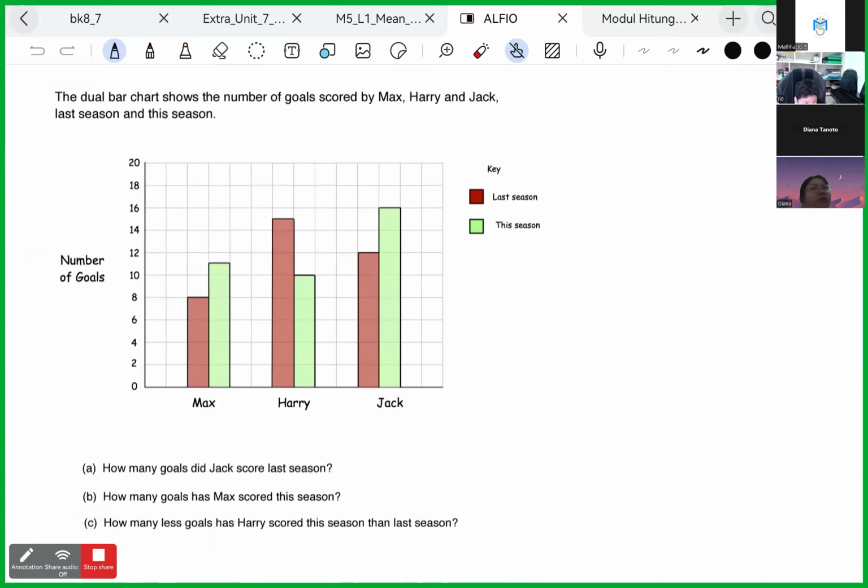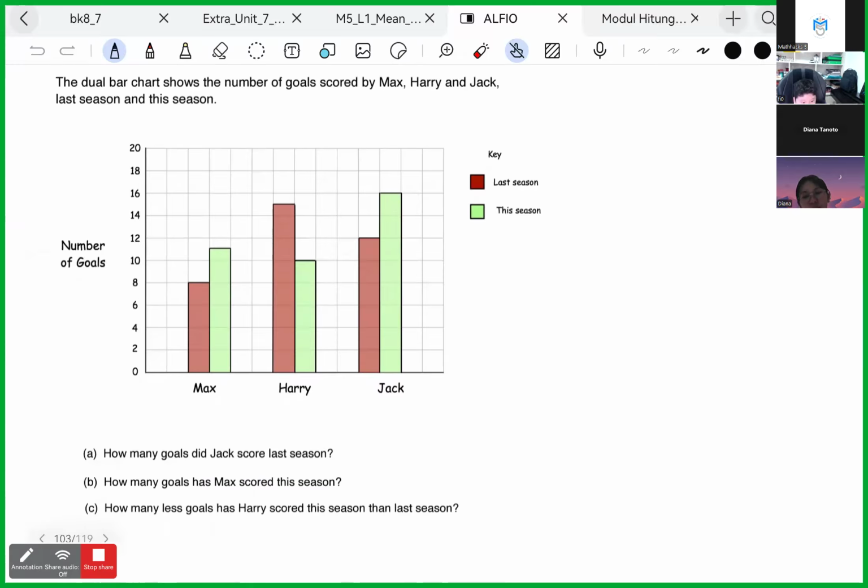double bar chart. So there are two bar charts here. Dual bar chart, not double bar chart. This one is dual bar chart. Okay. Have you learned it at school? This kind of bar chart? Yeah, I think you can read the question first from the very top.